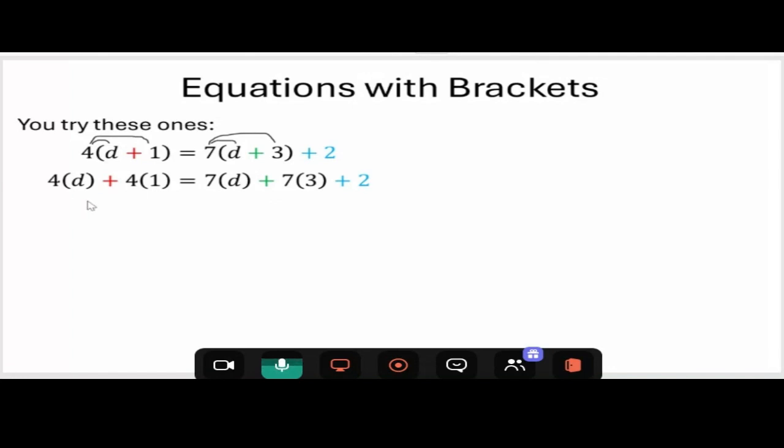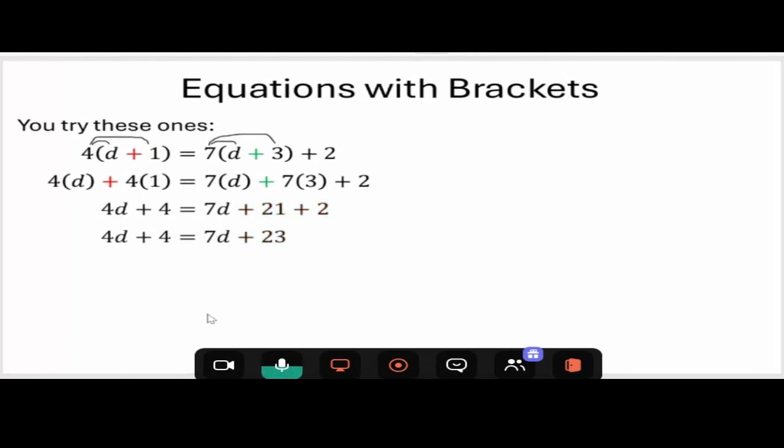Let's simplify. This bracket isn't doing anything. 4 bracket d is just 4d. 4 times 1 is 4. Same with 7 times d is just 7d, and 7 times 3 is 21. And we still have the plus 2 there. Let's try and clean this up. I think I'd probably like to collect that 21 and that 2 first together. So we have an added 21 and an added 2 makes 23.